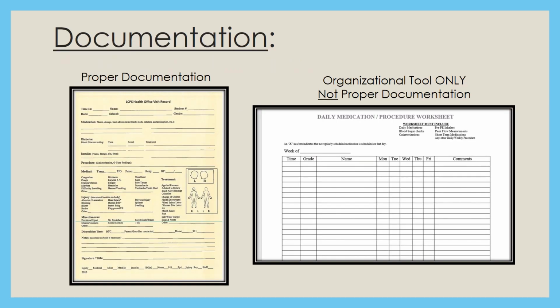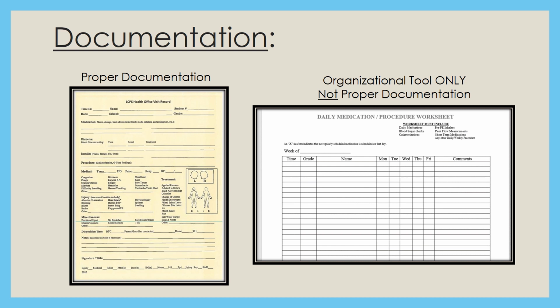On the left is a copy of the LCPS Health Office Visit Record that is used by Health Office substitutes and Health Office backup staff. This is required documentation for every Health Office visit and will be completed every time a student is given medication, has a medical procedure performed, or receives care for an illness or injury. This form becomes a part of the student's permanent school health file.